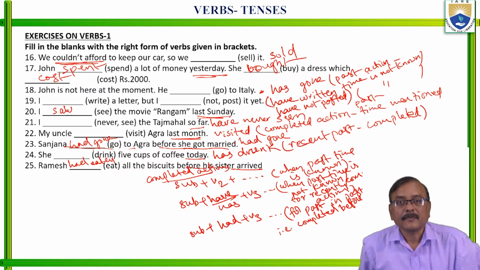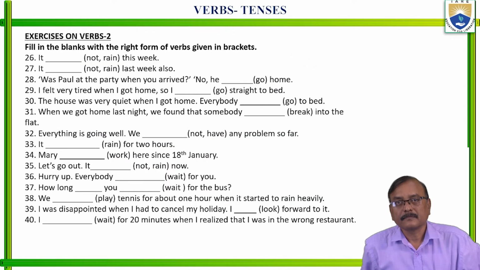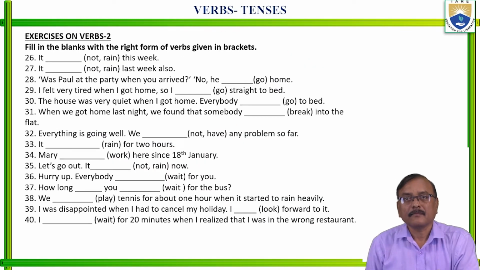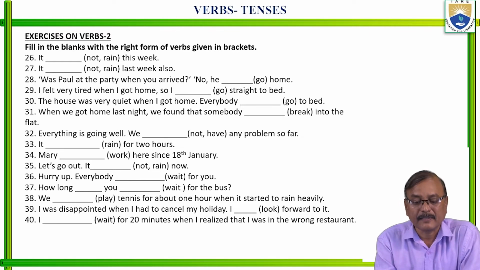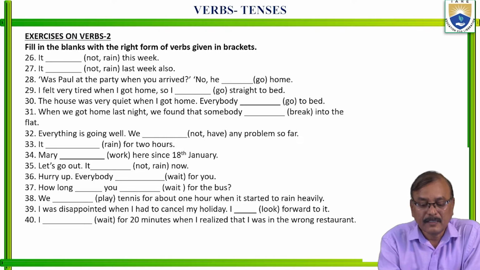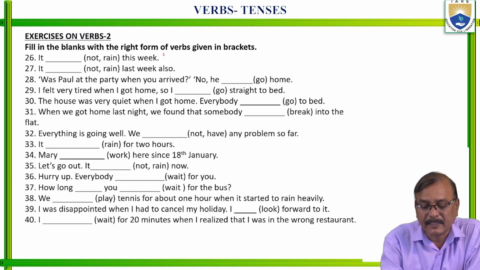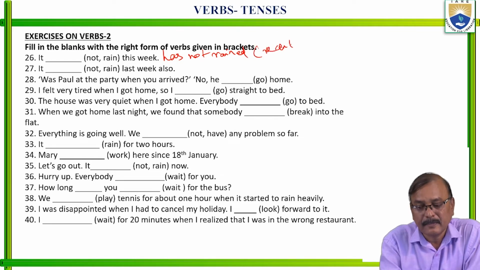Now, let us move to the next one. Even I said here, today, this week, this month, this year, all those are recent past only. For recently past completed actions, present perfect. So it has not rained this week. This is recent past.